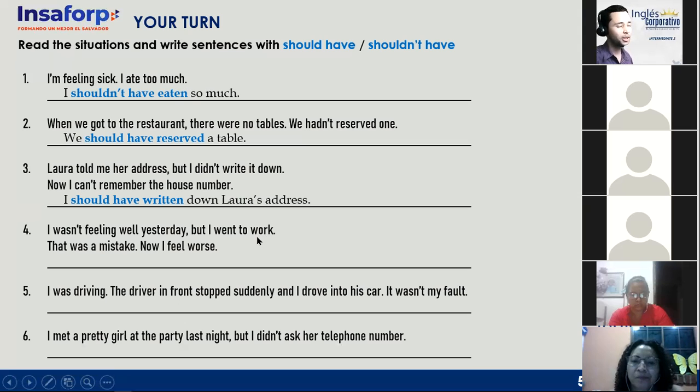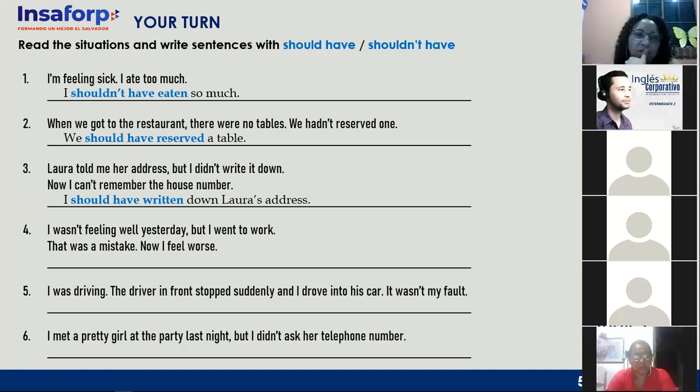Number four, I wasn't feeling well yesterday, but I went to work. That was a mistake. Now I feel worse. ¿Qué hice mal? Who can tell me? Don't be shy. Lady, thank you. I shouldn't going to work yesterday. Le faltó una palabra entre el shouldn't y el gone. I shouldn't have gone to work yesterday. Okay, that's right. No debía haber ido. Very good. Thank you, Nady.